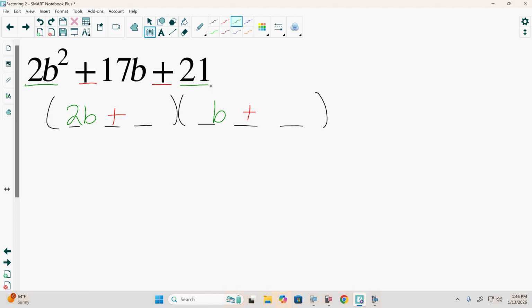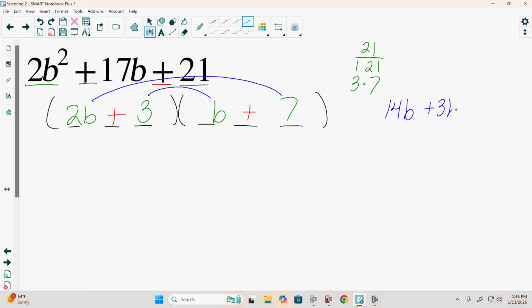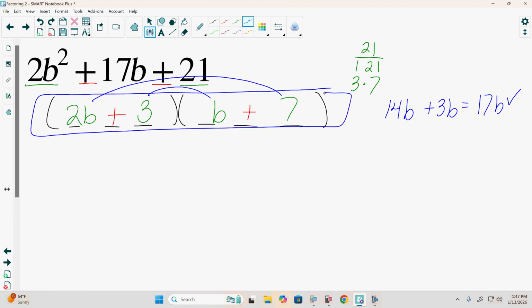Factors of the third term. Well, factors of 21, we do have 1 and 21, or 3 and 7. Which one do we want to try first? 3 and 7. Two b times 7, 2 times 7 would give us 14b. 3 times b would be positive 3b. 14b plus 3b is 17b. That's the correct middle term. So we're done.